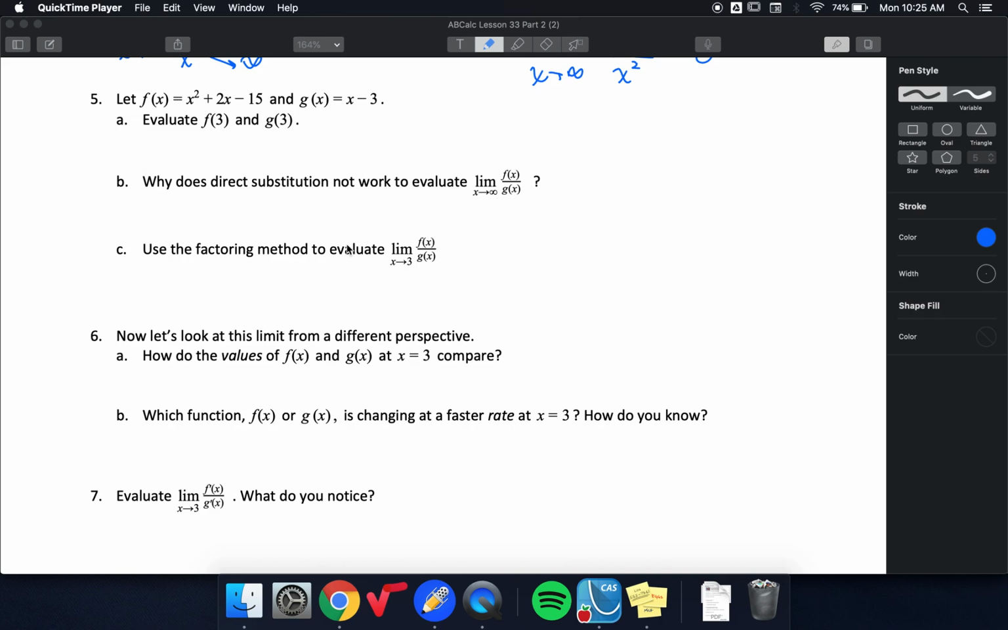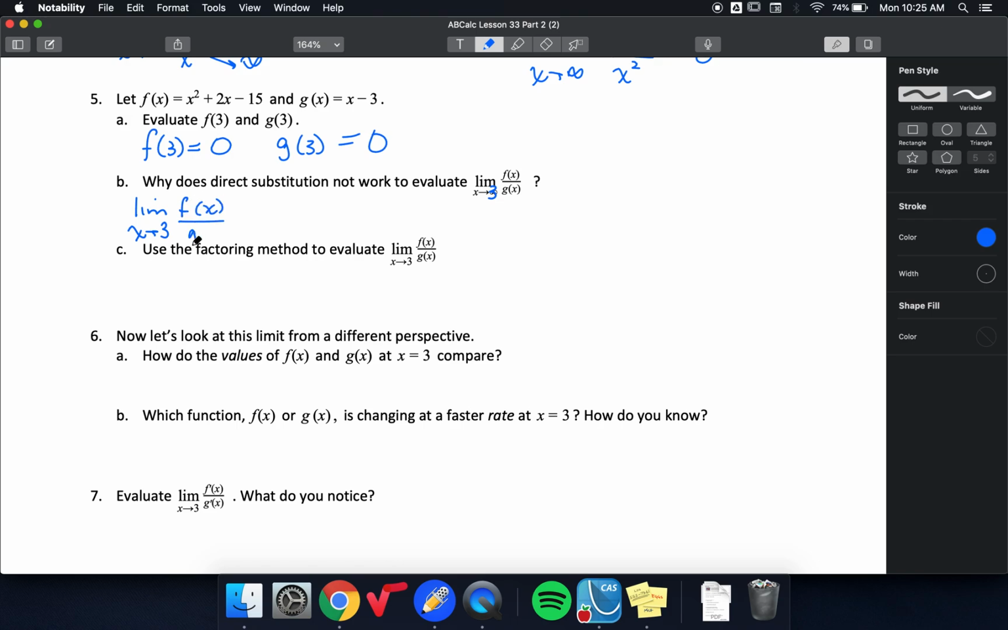All right, so now let's look at the function f(x) = x squared plus 2x minus 15 and the function g(x) = x minus 3. Well, f of 3, that's going to be 9 plus 6 minus 15, which is 0. g of 3 is 3 minus 3, also 0. So direct substitution doesn't work, where that limit is as x goes to 3, because, again, I get something that is indeterminate.